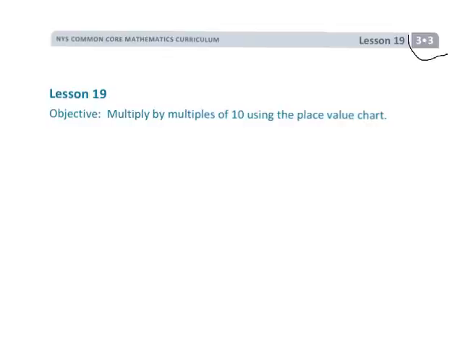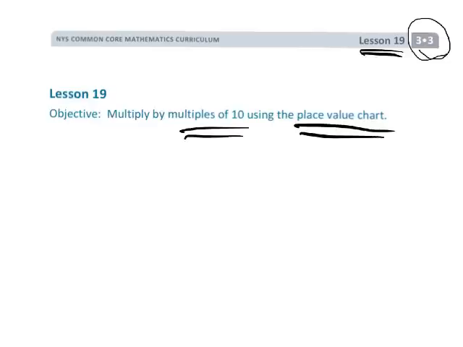All right, this is grade 3, module 3, lesson 19, where we're going to start multiplying by multiples of 10. But in this lesson, we're specifically going to do some number sense building techniques using place value charts and number disks, rather than just jumping straight to the trick that is so common.